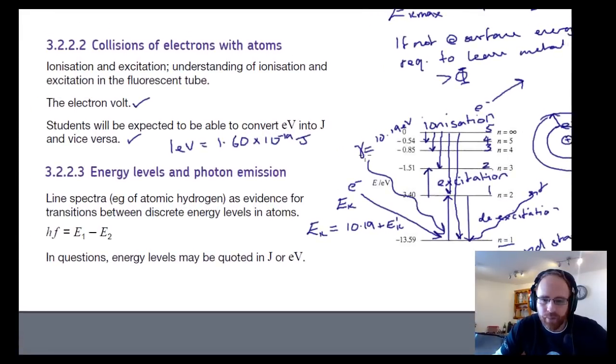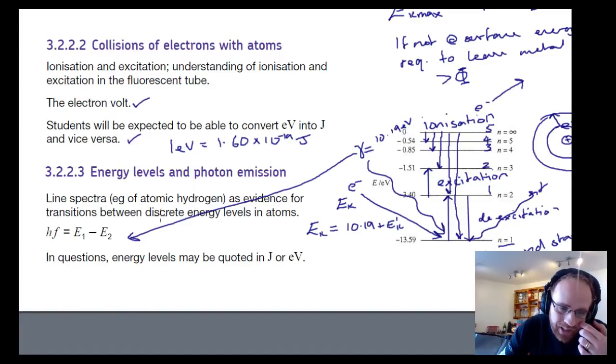With our photon, the photon has to have discrete energy because there are only specific jumps it can make in energy. So if I start at 0.85 and I end up at 3.4, I get a transition that looks a bit like this.